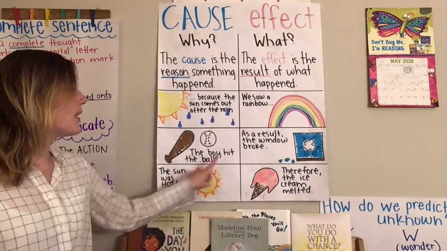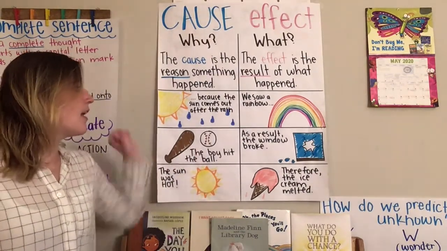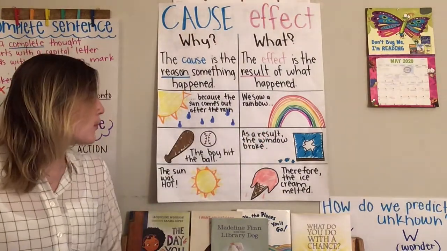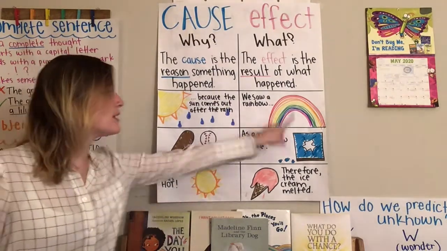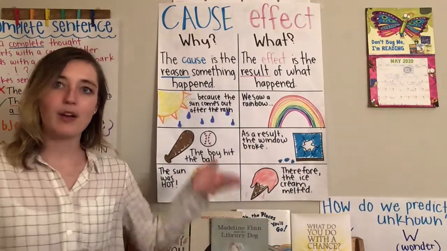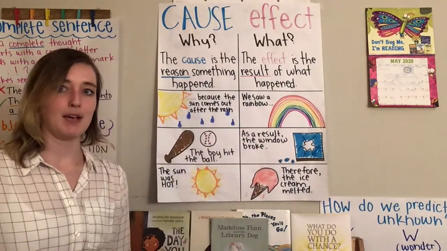All right, let's look at another example. It says the boy hit the ball. So when he hit the ball, that's the why. The effect or the result is, as a result, the window broke. So he hit the ball and it flew into the window and broke it. So the cause is why the window broke and the effect is what had happened after the cause had happened.